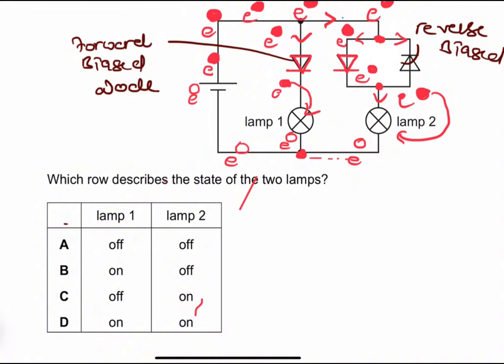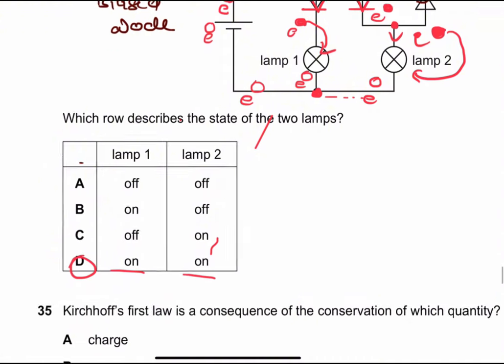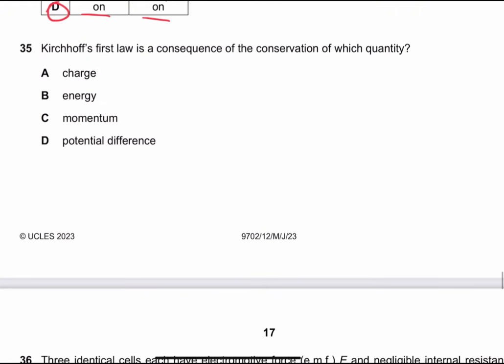So the state of the two lamps is that they will both be on at the same time, because electrons' energy is being deposited into these lamps. So they're going to be on, right? Because they have the same amount of energy. Electrons are splitting up. They have the same energy. They just split up. They deposit energy into lamp one, also deposit that energy into lamp two. So the answer is D. Move on to question 35.